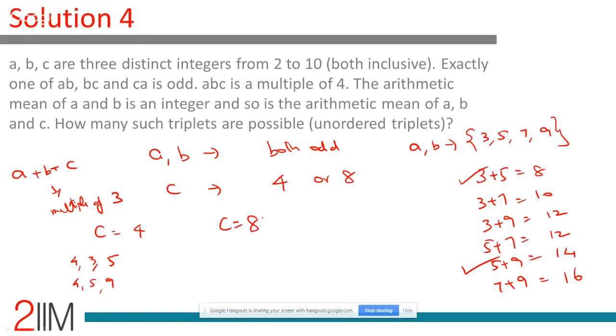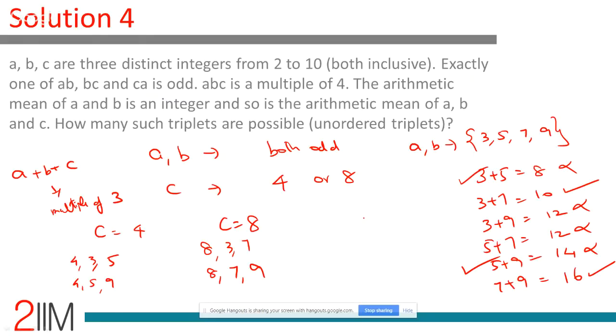C could be 8. If C were 8, 8 plus 8, 16, this won't work. 8 plus 10, 18, that will work. 8 plus 12 won't work. 8 plus 14, 22 won't work. 8 plus 16, 24 will work. Or we could have 8, 3, 7 and 8, 7, 9.